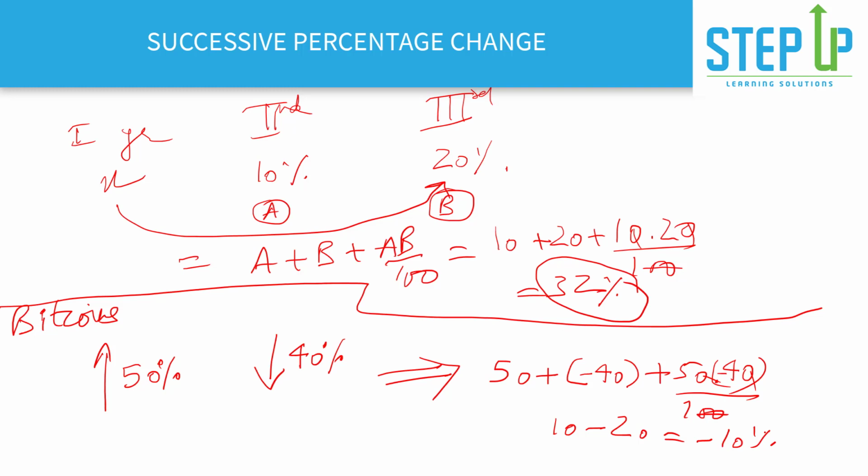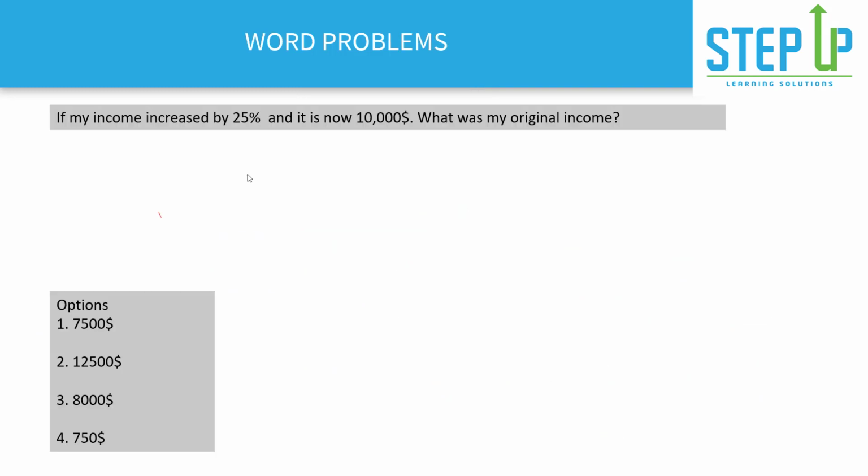Now let's solve a few questions that will frequent in your aptitude exams. The first question says my income increased by 25% and it is now $10,000. So the question is, what was the original income? This is what you have to calculate. I have seen students making the mistake of taking the 10,000 and subtracting 25% from it. But mind you, the base earlier was not $10,000. It is now the $10,000 which is the new base, but not earlier.